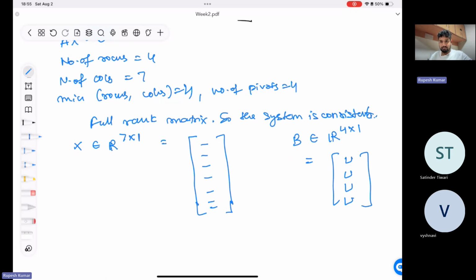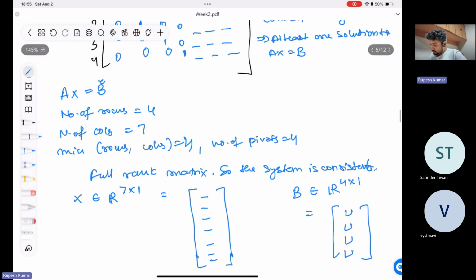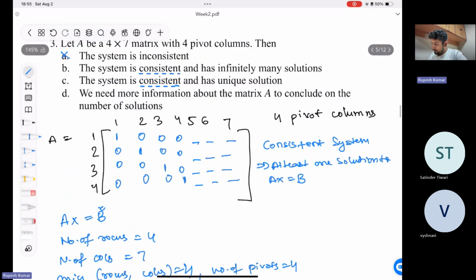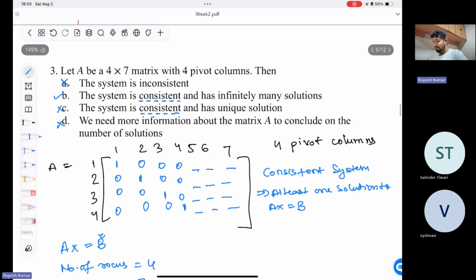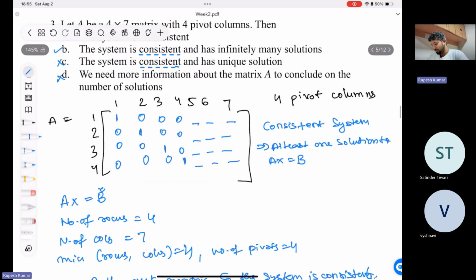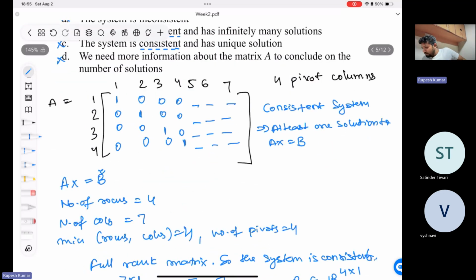Why does this happen? Let me take an example. I'm saying option B is correct. Option C is incorrect. You won't get any unique solution, and we have sufficient information to comment on this. How can we get to this? We can start by thinking of possible solutions to this.